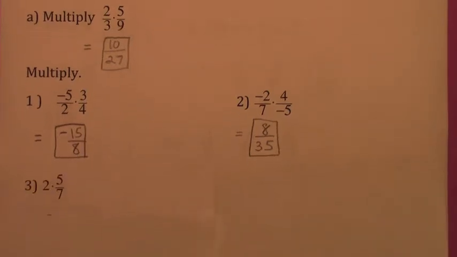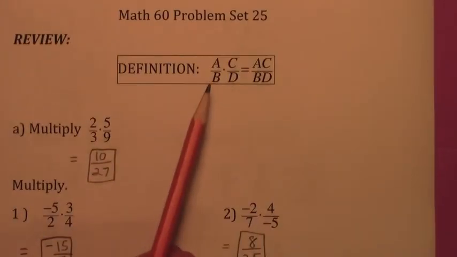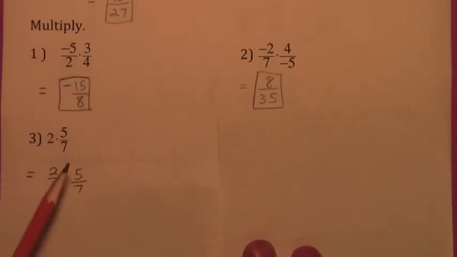All right, now here, this is a sneaky one. When you multiply 2 times 5/7, there's a trick on this. How would you think of this? The answer is, think of 2 as 2 over 1. Now it makes sense, doesn't it? You get 10 over 7.